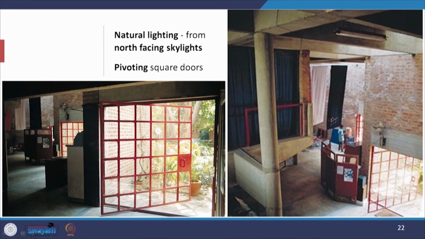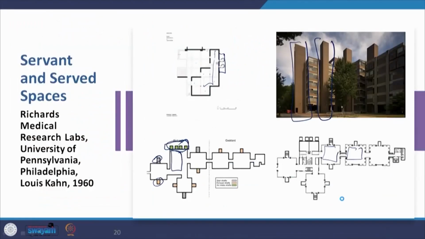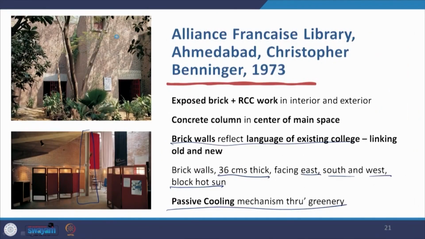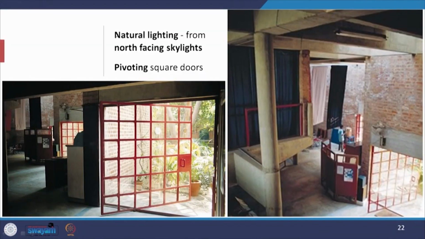There is natural lighting that is coming from north facing skylights. I will take you back again to show you this. These are the north facing skylights from where the light is filtering into the building, and the main door is a pivoting square door, and it is completely glazed. That also brings in light, and as you can see, glare does not come in because of the projection over the main door.